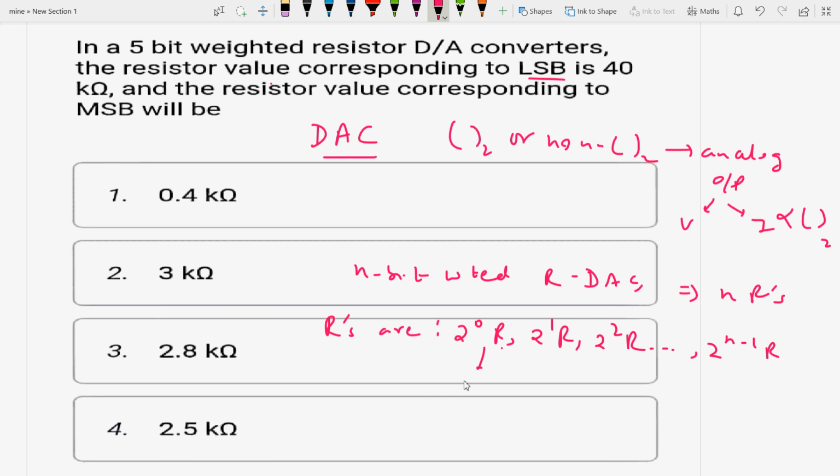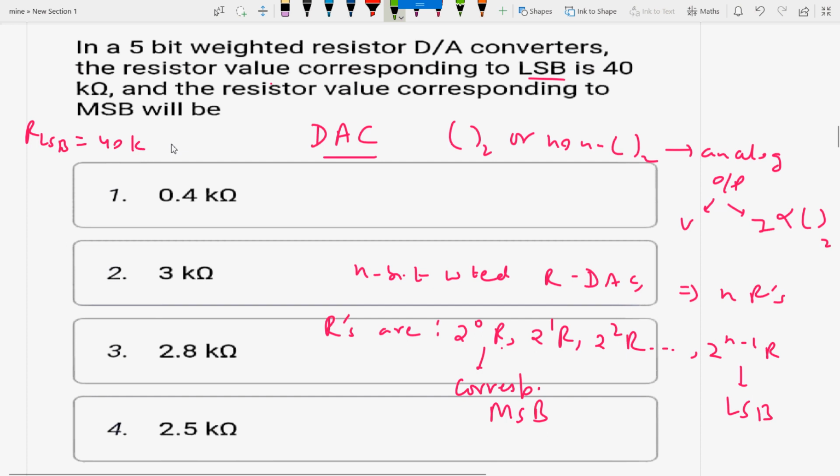So what we have given here is the resistor value corresponding to LSB, our LSB is given as 40 kilo ohms, right? Since 2 to the power n minus 1 R is equal to the LSB value, for a 5-bit DAC, n is equal to 5. We have 2 to the power 5 minus 1 into R is equal to 40 kilo ohm. So 2 to the power 4 into R is equal to 40 kilo ohm.